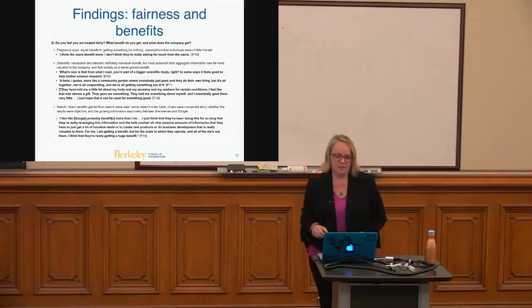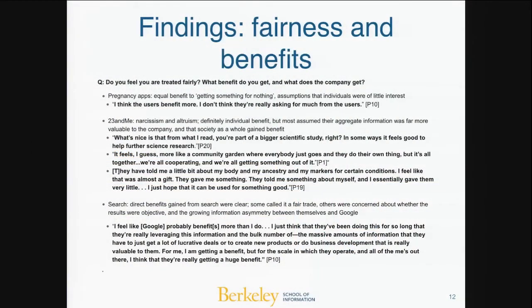So, fairness and benefits. Some of the questions I asked were, do you feel you were treated fairly? What benefits did you get from the relationship, and what did the company get? With pregnancy apps, the users really thought that they were kind of getting away with something for nothing, and that most of them thought they got pretty good content for free, essentially, other than the cost they paid in terms of the ads they were seeing.